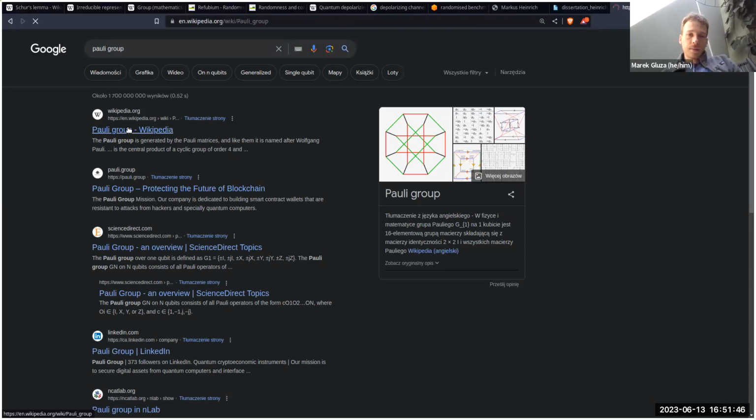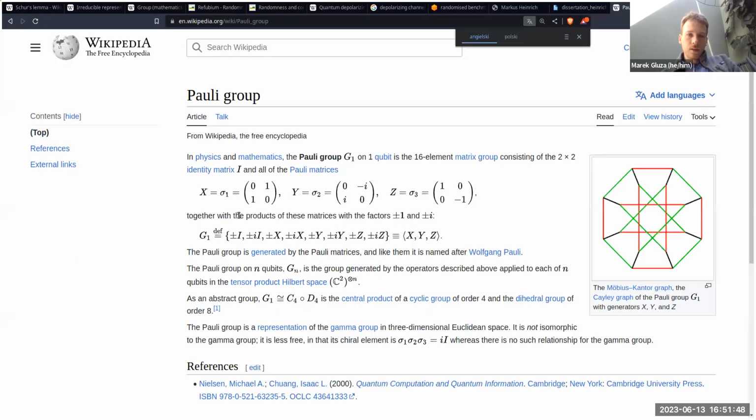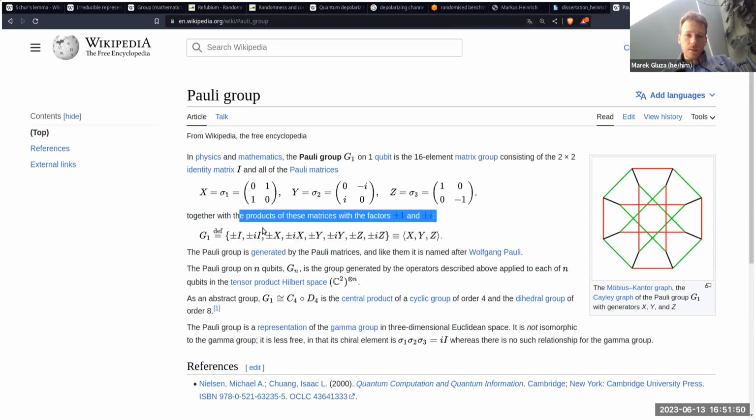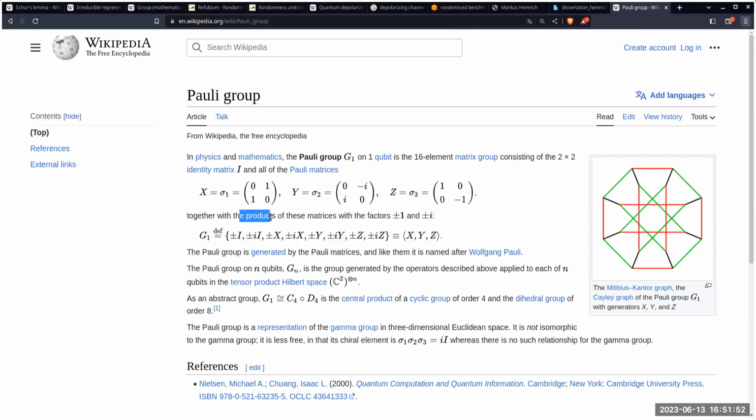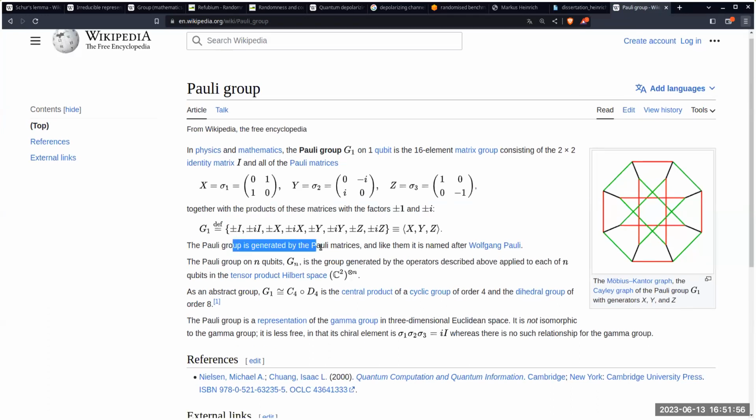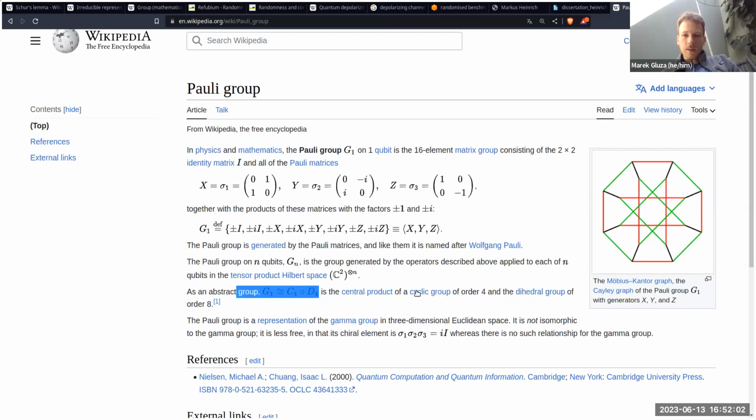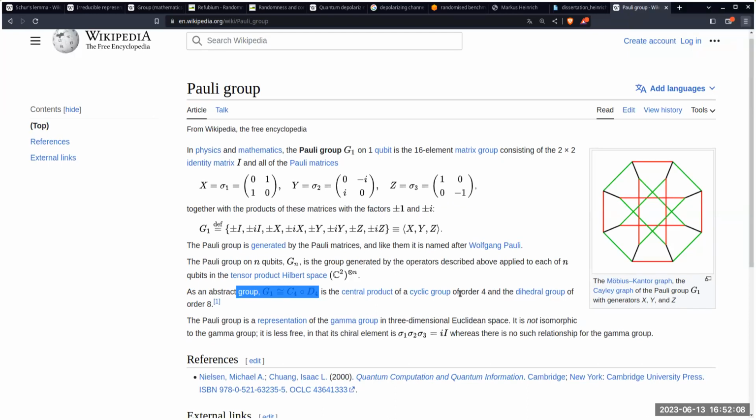Yeah, maybe that's some nomenclature here. So you're saying this? Yeah, like below they say as an abstract group, G1 is isomorphic to the central product of the cyclic group of order 4, which is cyclic, I to powers, you keep taking powers of the I.